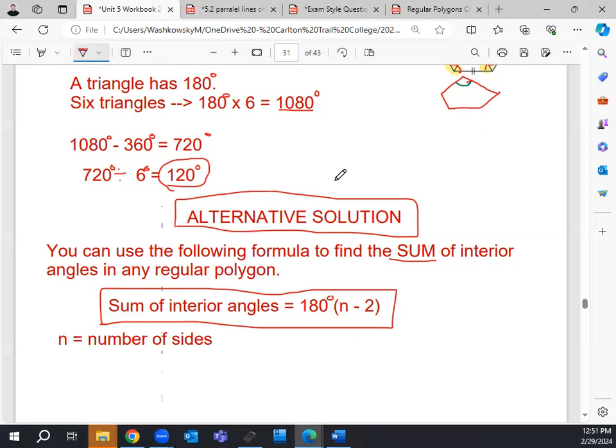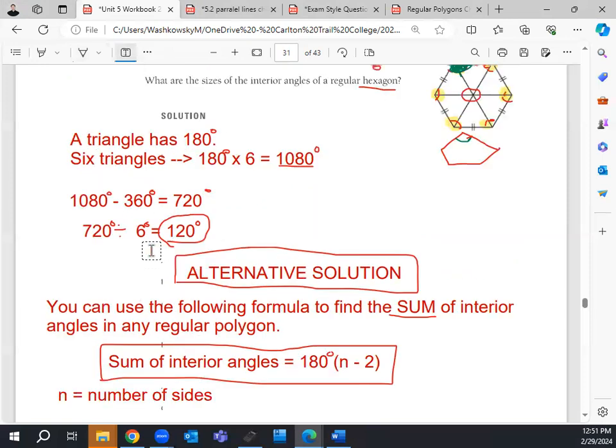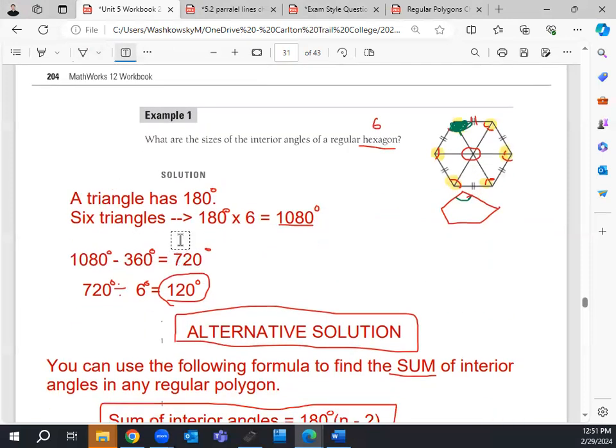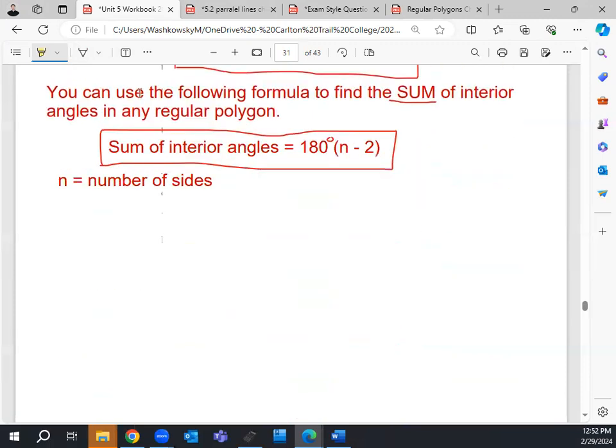But this only gives you the sum of those angles, right? That only gives you the sum of it. What if I want to find just one of those angles? Well, what did we do up here? We found the sum of 720 degrees. How did we find just one of those angles? By dividing it by 6, right? We divided it by how many interior angles there are. There's 6 interior angles up here, so I divided it by 6.